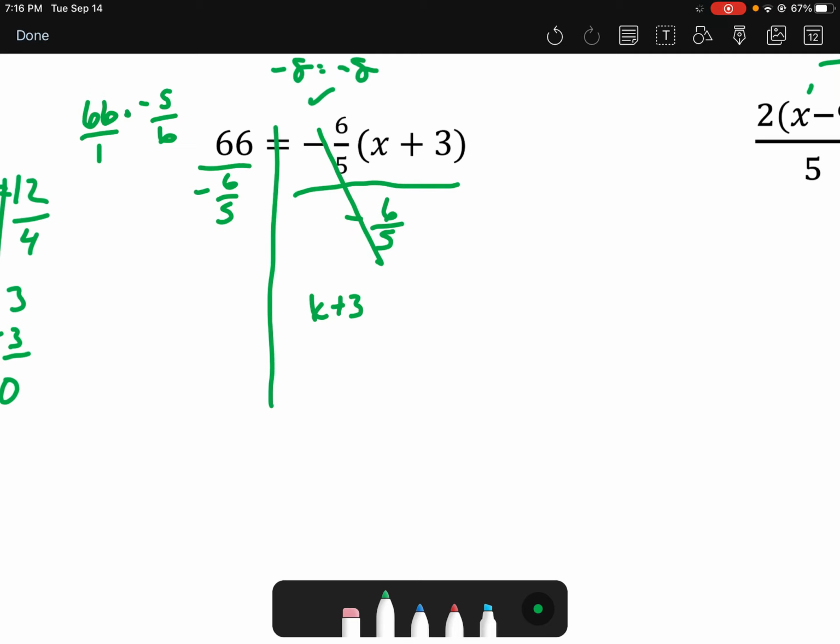If I want, I can put a 1 over here. I can simplify this before I start multiplying. I really have 11 times negative 5, which is negative 55. I can subtract the 3. Oops. I get that x is equal to negative 58.